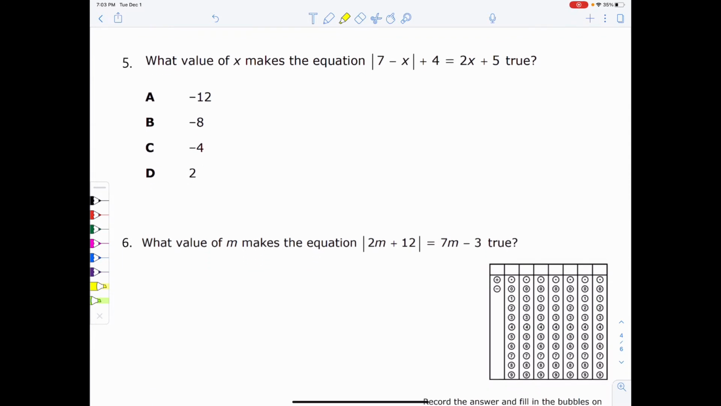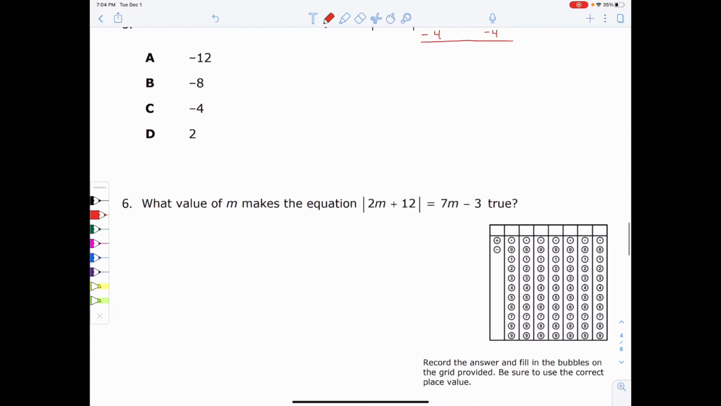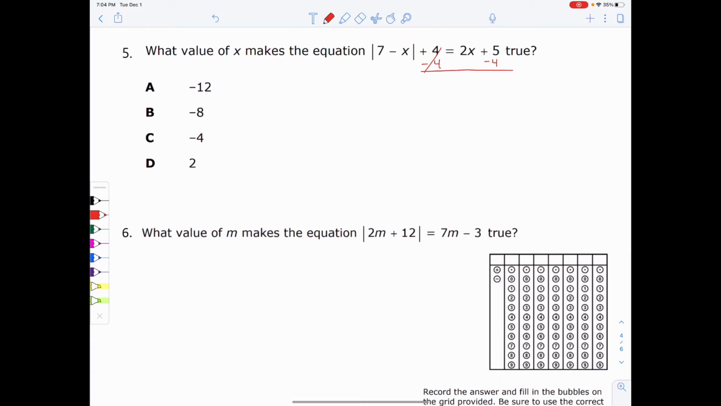Okay, so for number 5, this one is asking what value of x makes the equation true. So it's still an absolute value function. So the way we solve it is exactly the same. Okay, so let's start by isolating the absolute value. Right, over here I have to subtract the 4 from 5 because I can't subtract it from 2x. Those are not like terms. So that would leave me with the absolute value of 7 minus x.